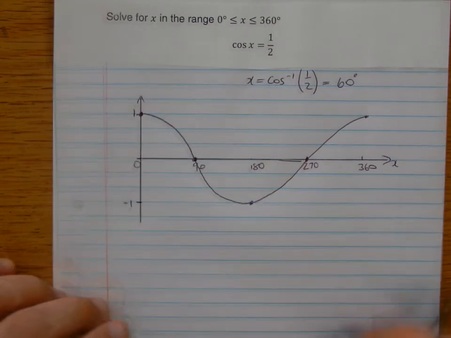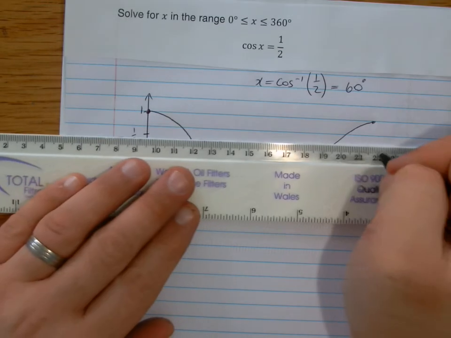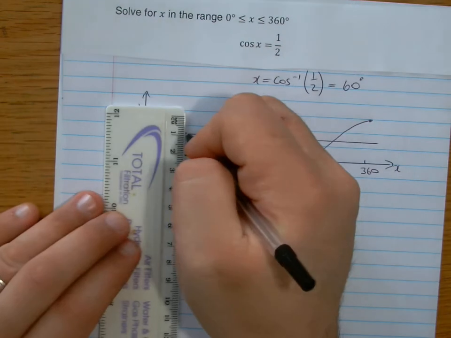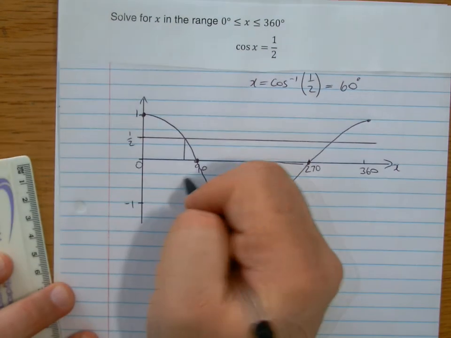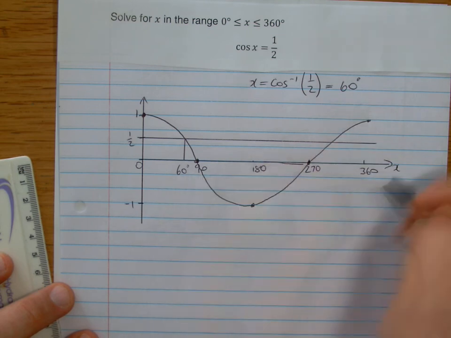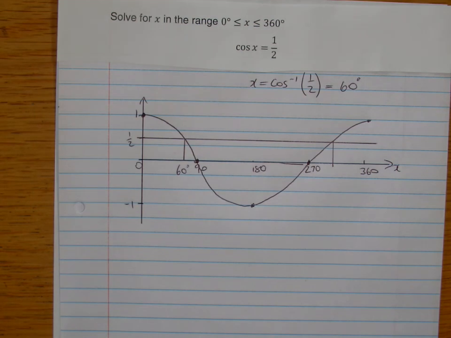So then, just like before, we identify where our half is, so we draw a line across. So we've got a half here, and that gives me the angle I got on the calculator here, 60 degrees. And then we're going to work out the other angle. And just like before, the symmetry.